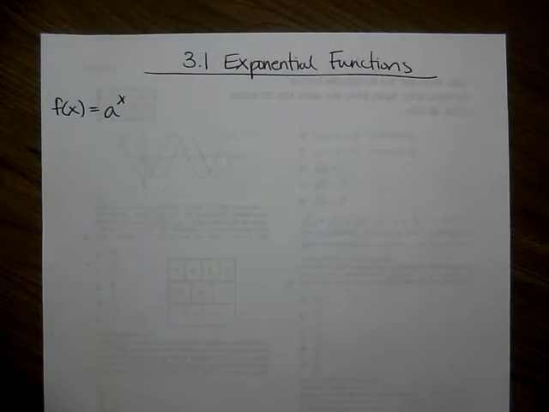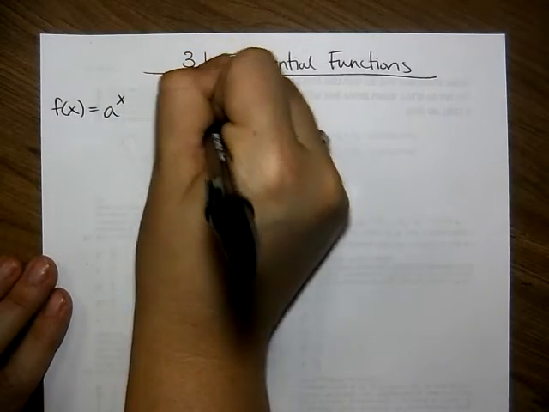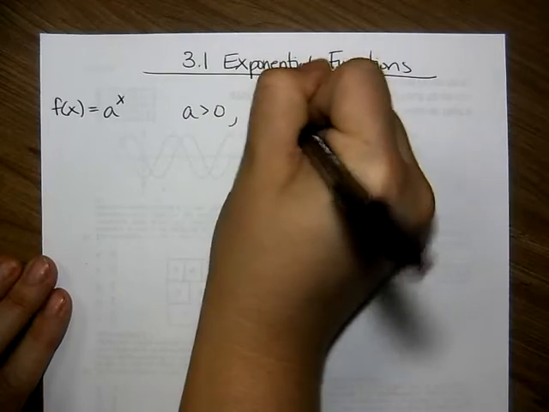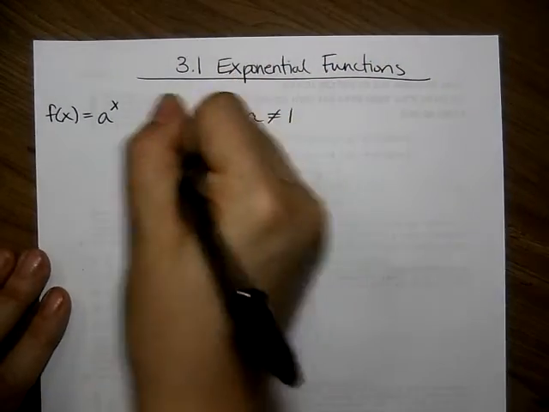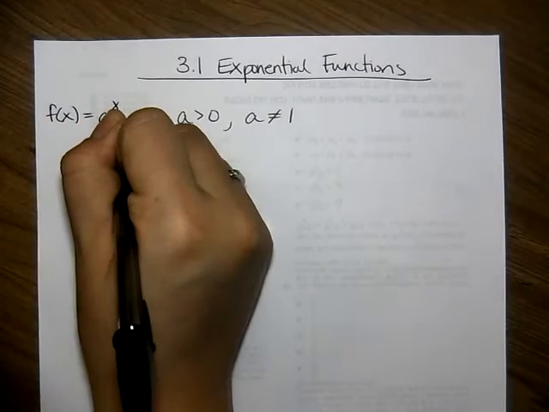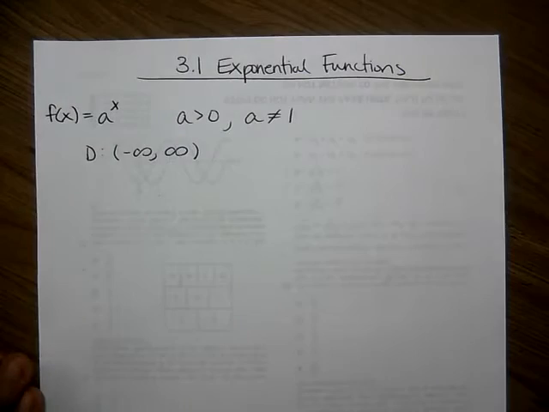All right, so an exponential function looks like f of x equals a to the x. A has to be greater than 0, and it also cannot equal 1. The domain of an exponential function is going to be negative infinity to infinity.